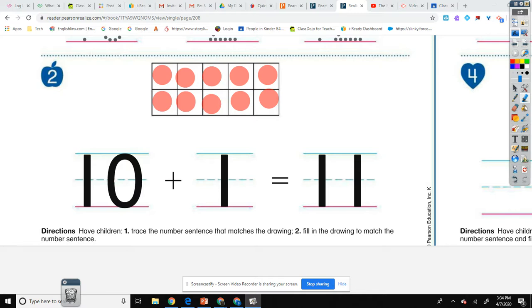That's 10. How much more to make 11? Well, 10 plus 1. So you need to have a 1 outside the 10 frame. Now you have 10 plus 1. There you go. You got it. Perfect. 100 points. Perfect. 100%, I should say. All right, let's go to number 3.